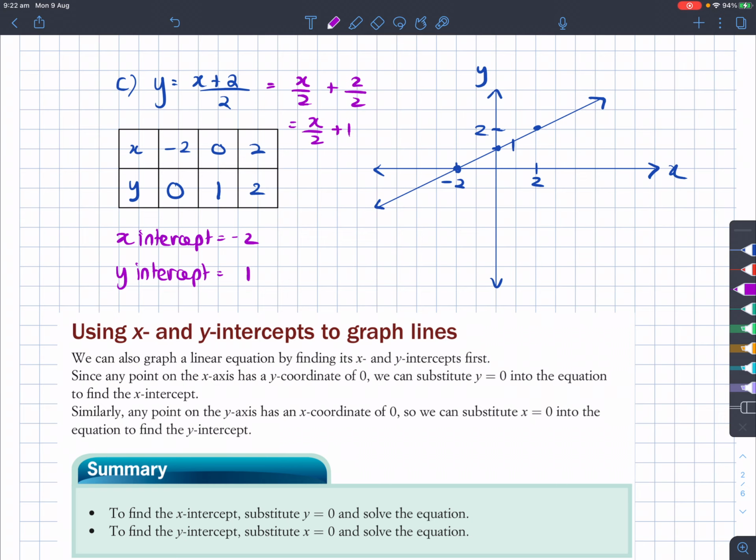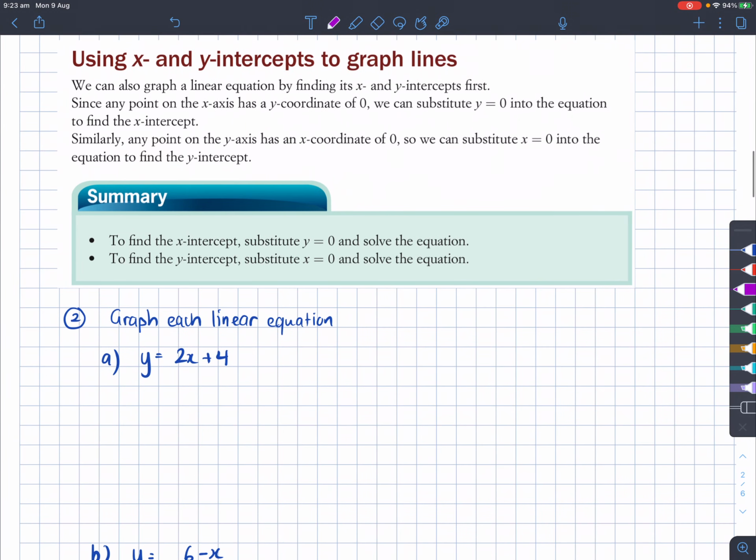There we go. Okay. So now that we know all about our x and y intercepts, which is basically where it cuts the x and y axes, there is an actual different way to graph those lines by finding those and just simply joining 2 points instead of 3 or 4 that we've done. So there's a certain rule to this. All right. So to find the x-intercept, you substitute y equals 0. To find the y-intercept, you substitute x equals 0.